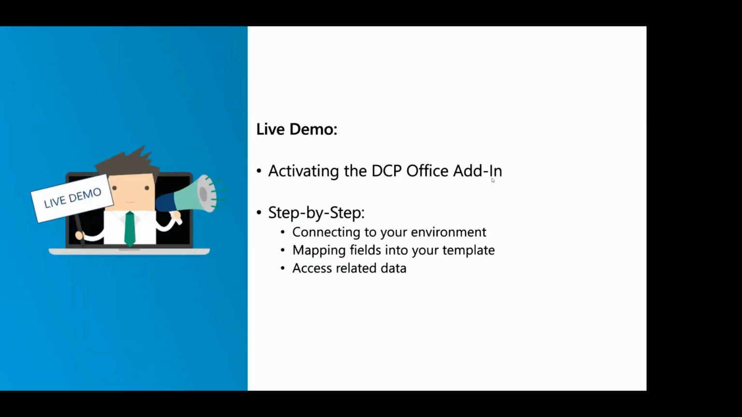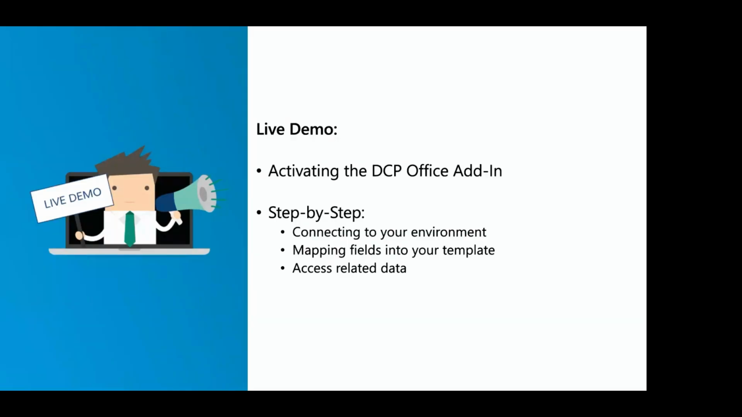Okay, so let's talk a little bit about what we're going to show today. It's going to be pretty cool. We're going to be activating the DocumentsCorePack Office add-in, and I'll show you how to do that step by step. And then we're going to connect to the environment. We're going to map a couple of fields, and then I want to show you how to access related data, what that looks like, and what we mean by this, basically the new look for the whole thing.